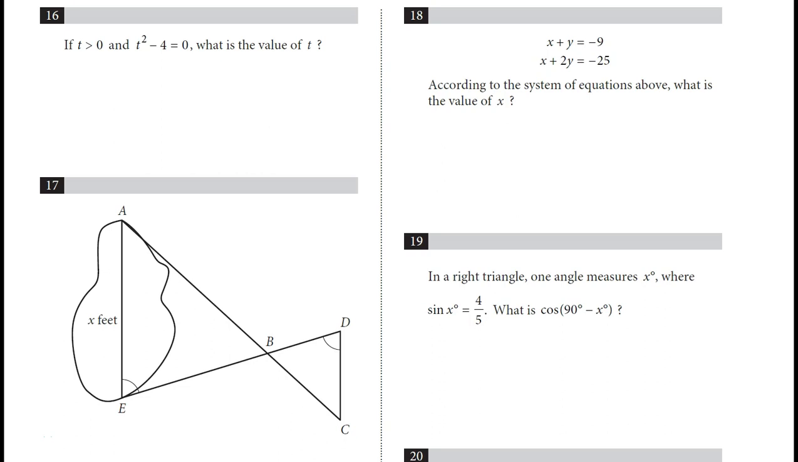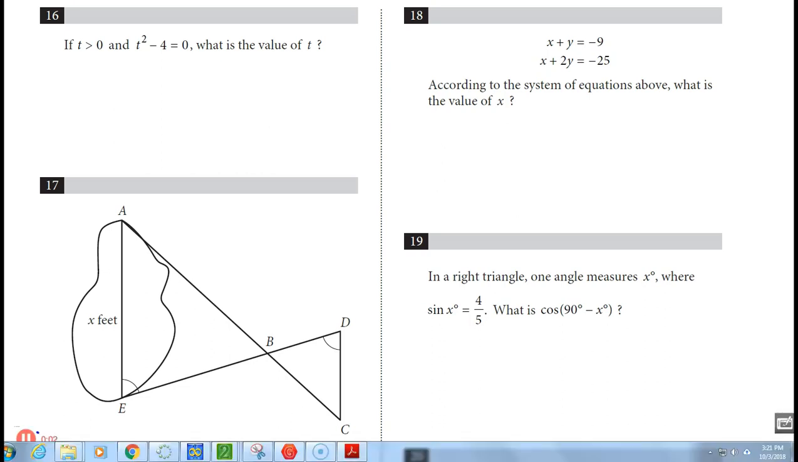All right, number 18. Looks like this is the second time on this test that a system of equations has come up. So already 2 out of the first 18 questions. So that tells you it's an important topic that shows up over and over and over. So according to the system of equations above, what is the value of x? Be careful. There's 2 answers, x and y. This time they want x.